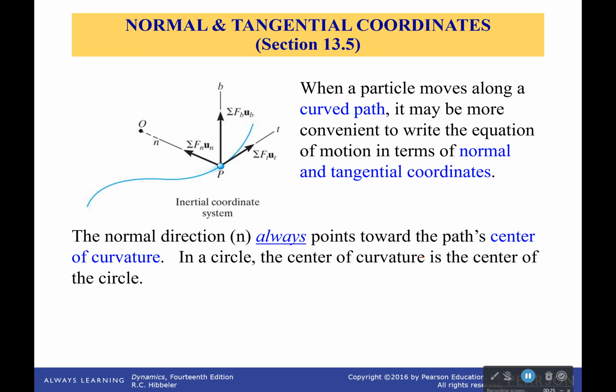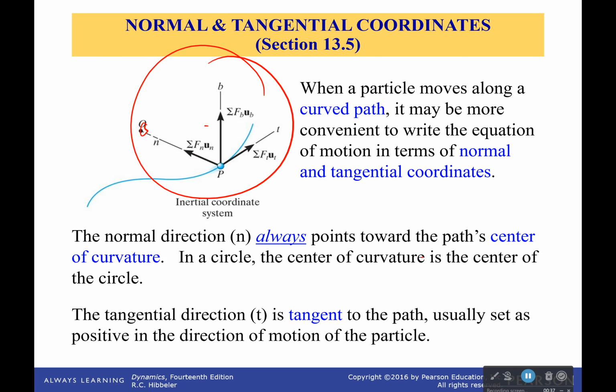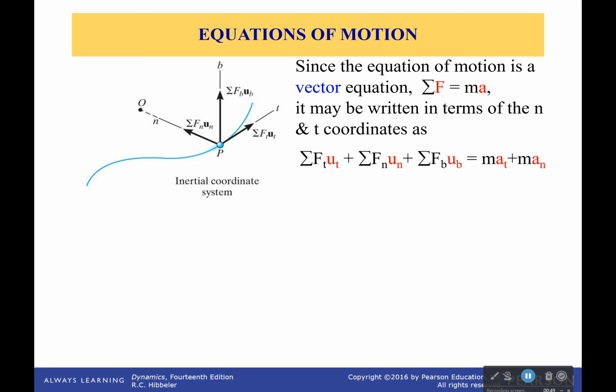So the normal direction always points towards the path's center, and that's changing constantly. As we're going along a path, unless it's a circle, it's not going to have the same center at all times. Now the tangential direction is always, as it sounds, tangential to the path. Normal direction, normal to the path; tangential direction, tangent to the path. And then the binormal direction is also normal to the path, but that doesn't ever show up.